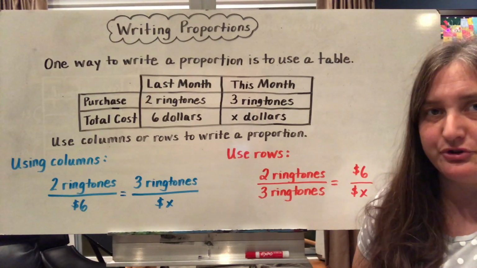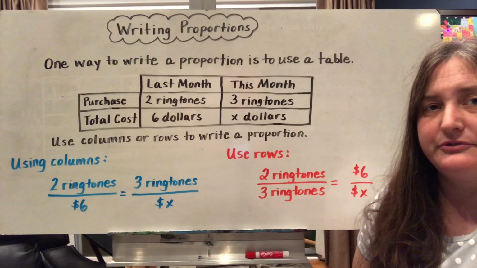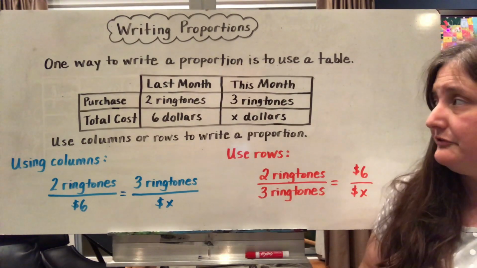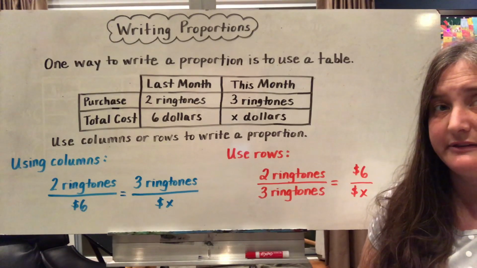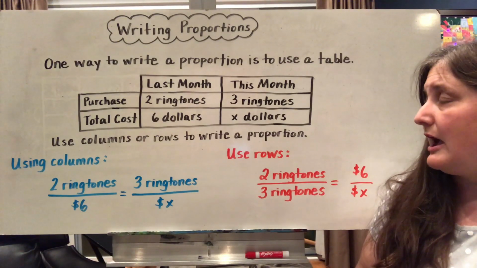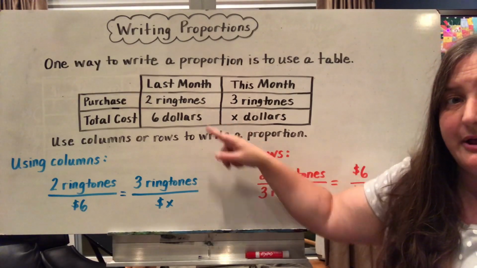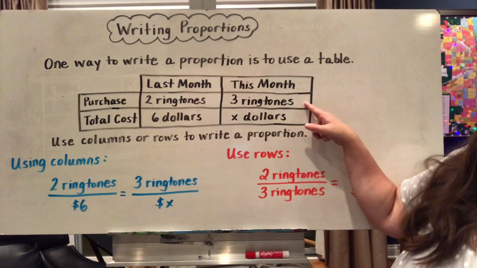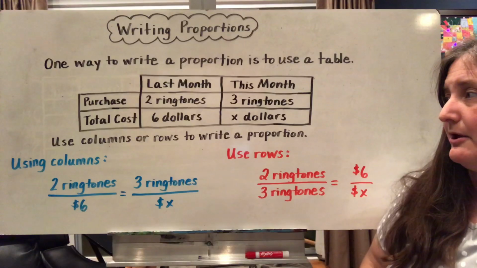Today we're writing proportions. One way to write proportions is to use a table. You take the data and organize it in a table. Here I'm comparing my cell phone bills, the ringtones I purchased last month and how much it cost, compared to this month. Last month I purchased 2 ringtones and it cost me an extra $6 on my bill. This month so far, I have purchased 3 ringtones. I'm trying to figure out how much that's going to cost me extra on my bill.